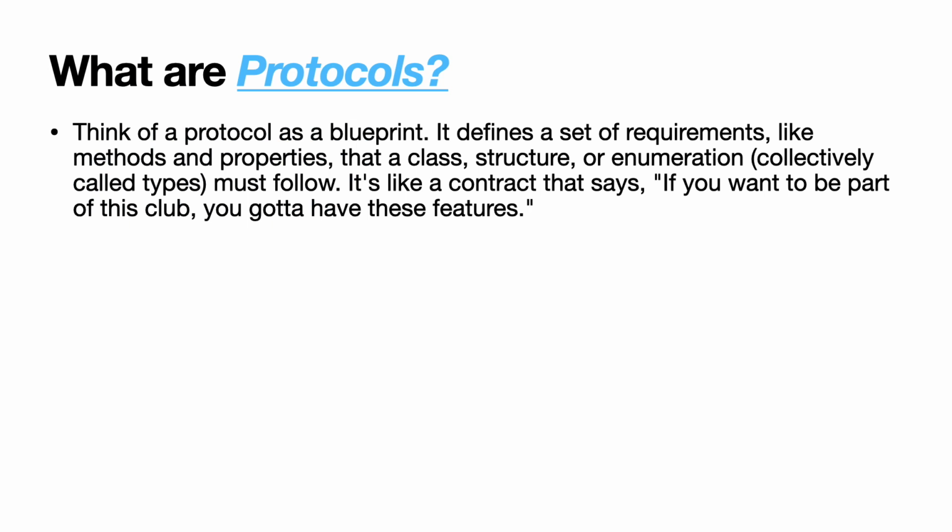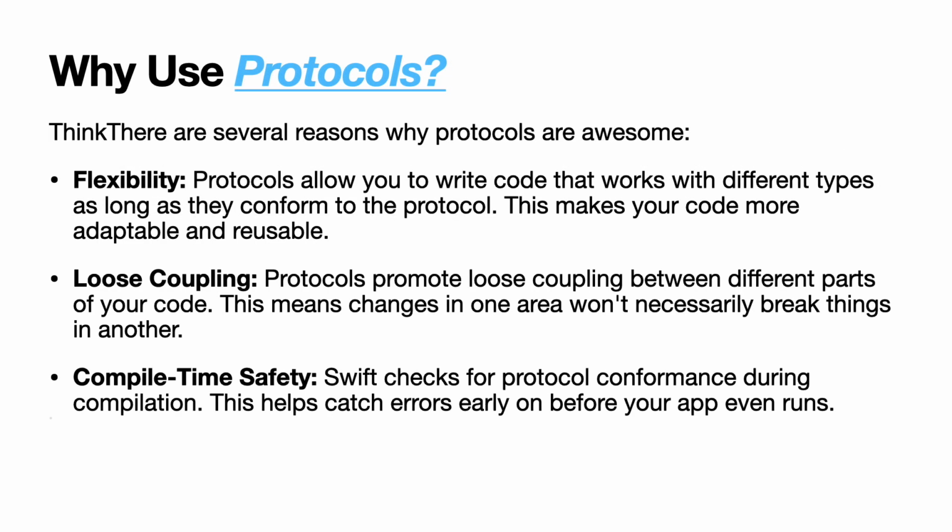So, what are protocols? Think of a protocol as a blueprint. It defines a set of requirements like methods and properties that a class, structure, or enumeration, ultimately all types, must follow. It's like a contract that says if you want to be part of this club, you gotta have these features. Now you have the overview of protocols.